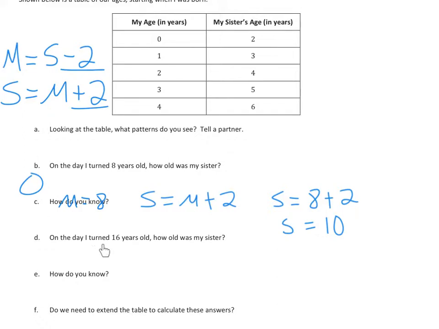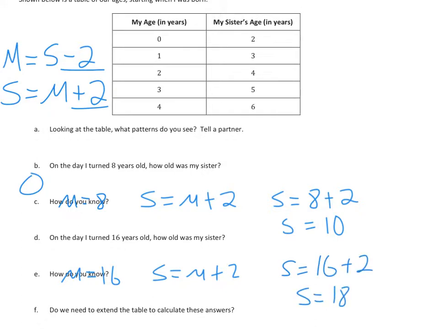So when I turned 16, how old was my sister? Again, now we've got M equals 16, and we have the equation, my sister's age equals my age plus 2, and so we plug in the 16 for M, and we say that S equals 16 plus 2, so her age would be 18. Cool, right?